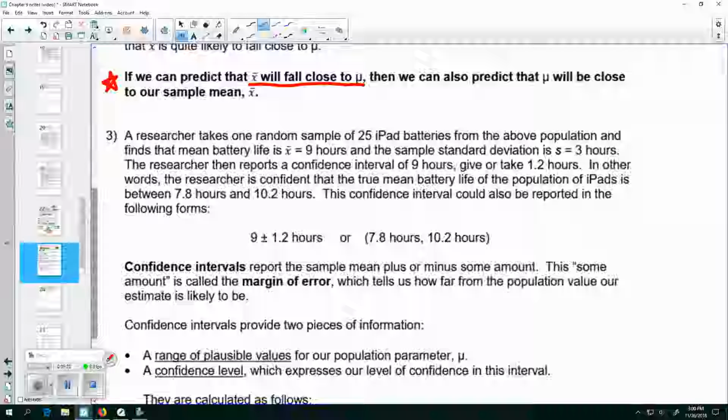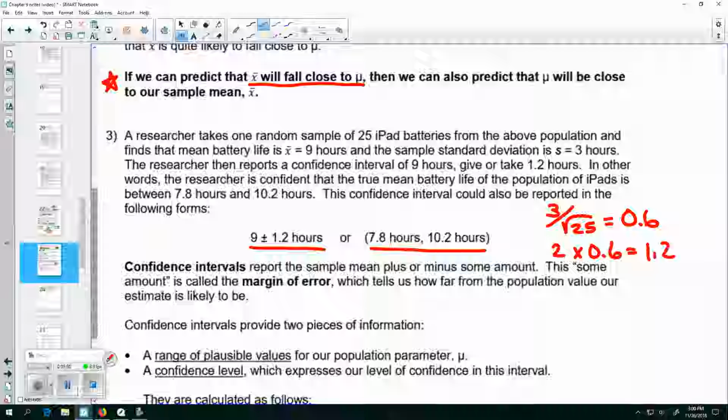This confidence interval could also be reported in the following forms. So they can say 9 plus or minus 1.2 hours, or actually give the endpoints of that interval. Before we go any further, just a quick reminder, if you take 3 and divide it by the square root of the sample size, you get 0.6. And if we double that or use 2 standard errors, that's where this 1.2 comes from. So they're using 2 standard errors for their confidence interval.